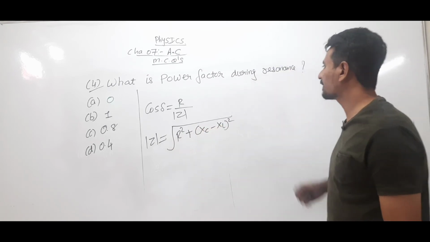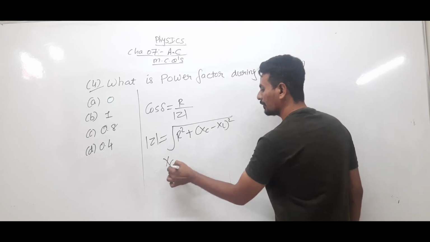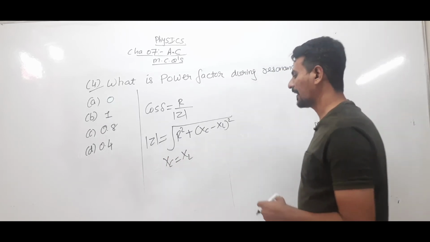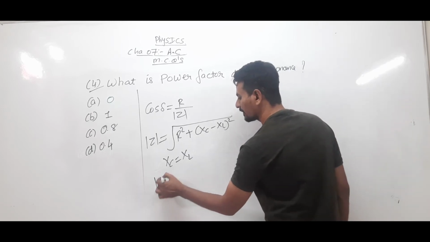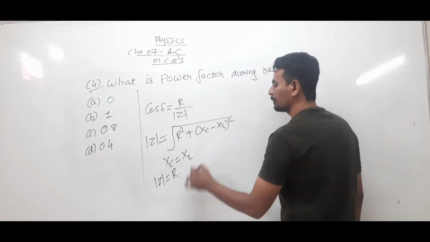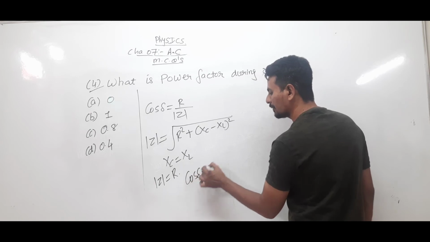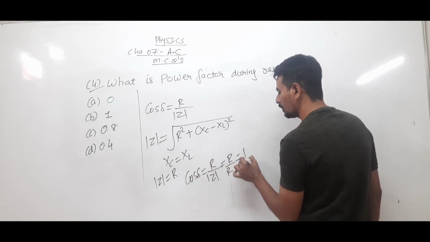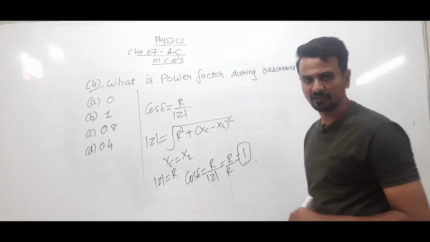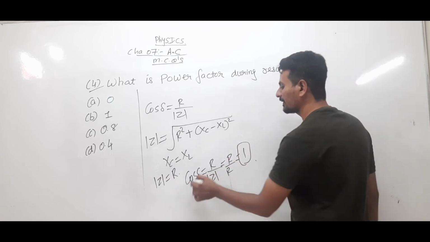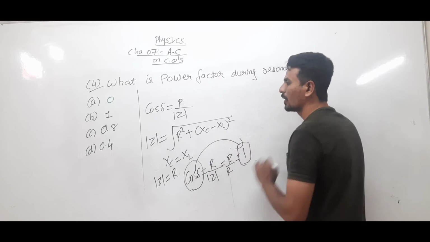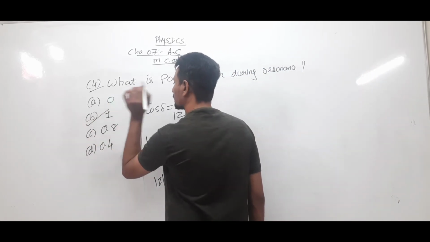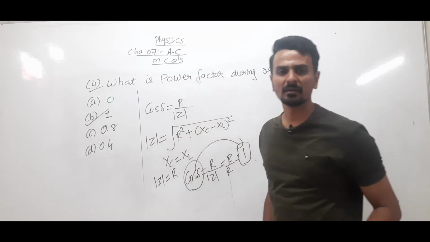Now during resonance, XC will be equal to XL. This is the condition for series resonance. So if XC is equal to XL, mod Z will be equal to R. So power factor will be equal to R by mod Z, that is R by R, which is 1. Cos delta is known as the power factor, right? So during resonance, power factor will be equal to 1. So B is your correct option. Okay, fine. The next one.